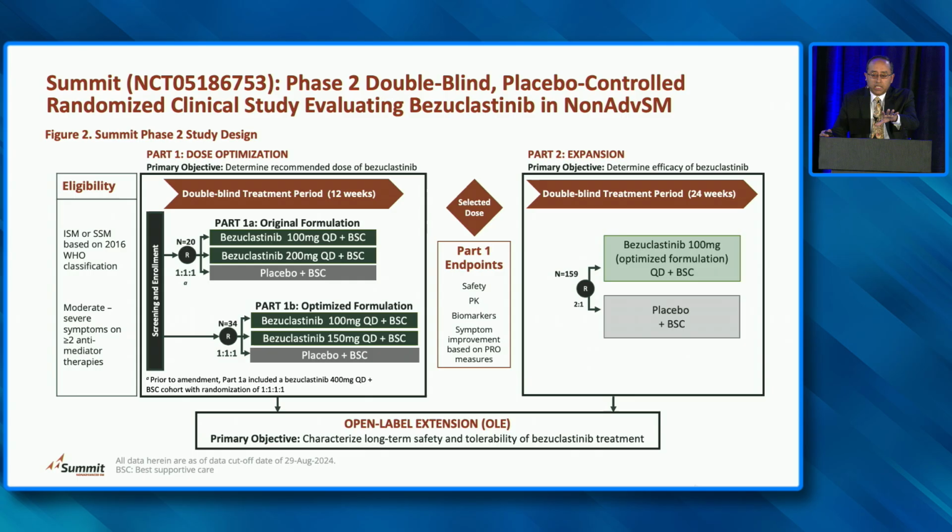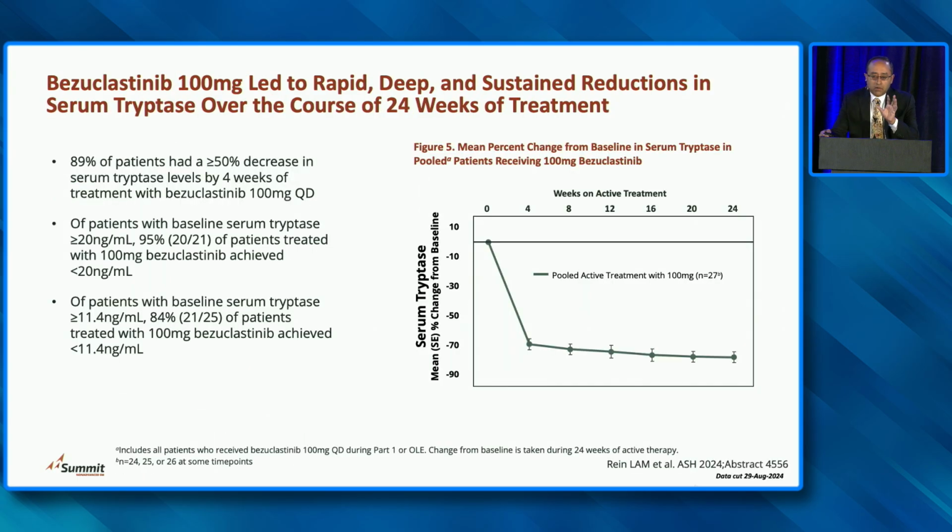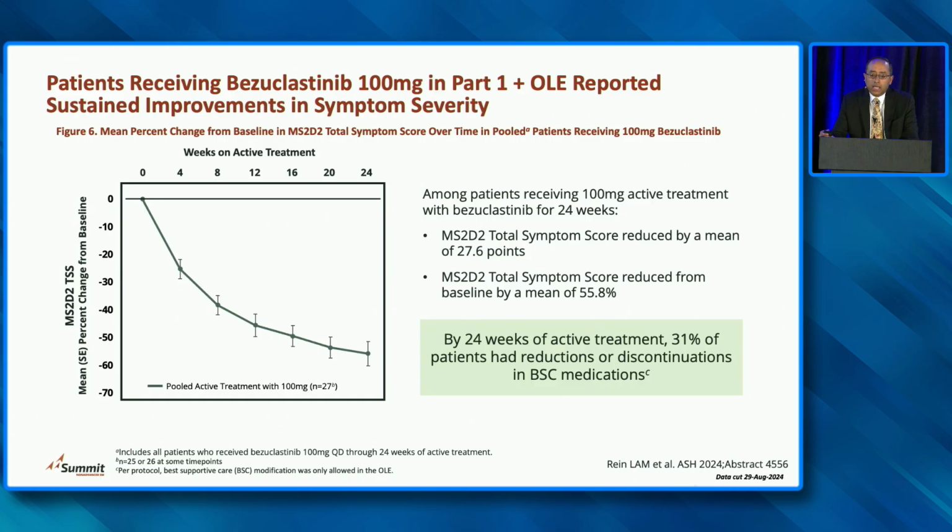So again, initially a dose-finding portion and then the randomized portion. These are results, early results. We do not have the results from the larger randomized portion, but we have results from the part 1. And so again, a very robust decrease in tryptase on this slide, and then symptom severity.